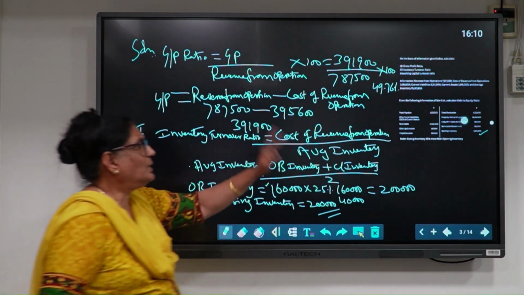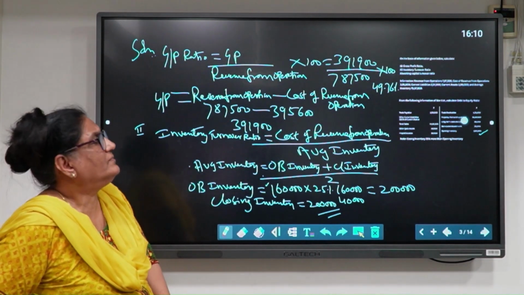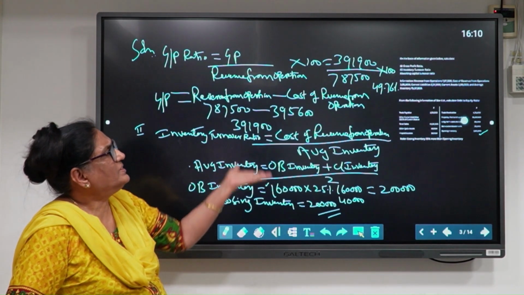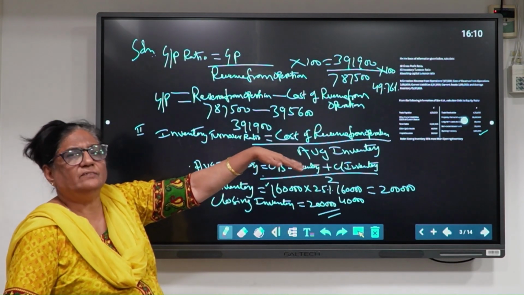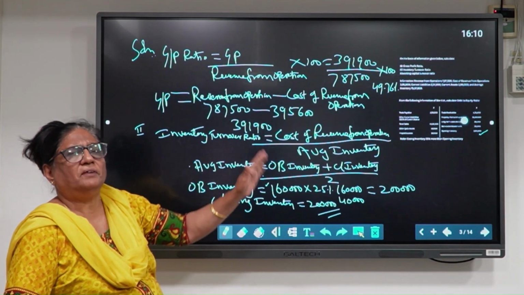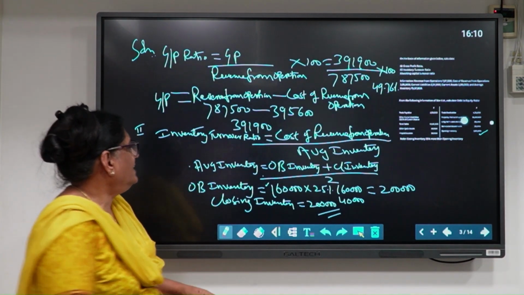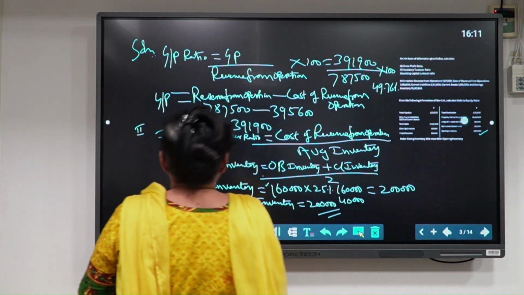This was a direct problem. Opening inventory is given as 1,60,000. They have told closing inventory is 25% more than the opening inventory. 25% of 1,60,000 added, and you get the closing inventory. Clear? So closing inventory we have got.